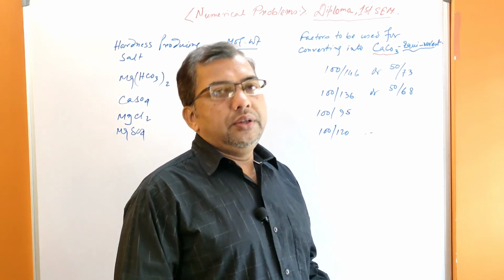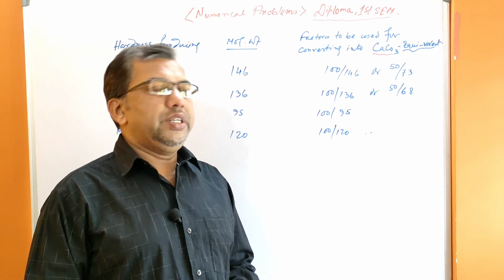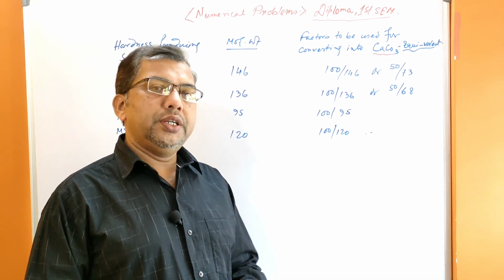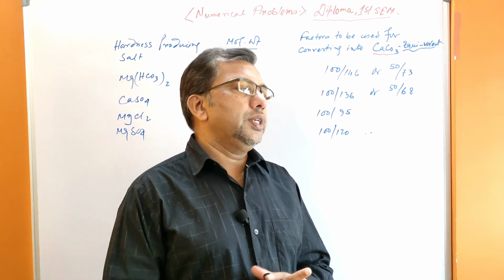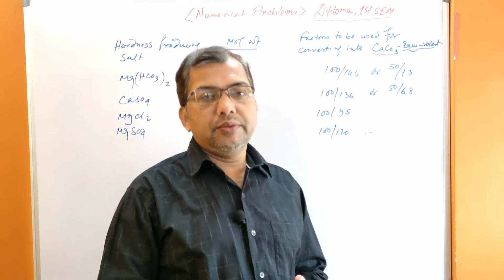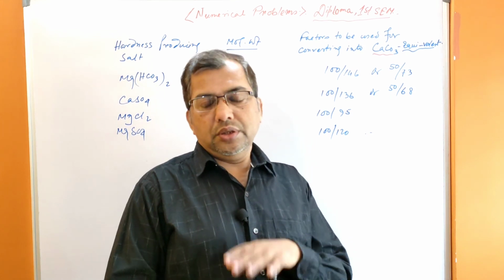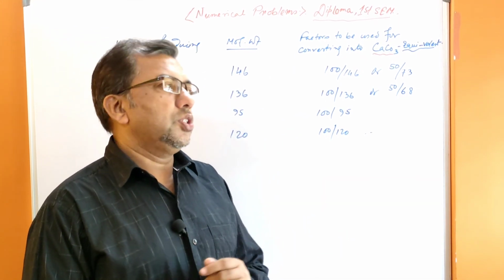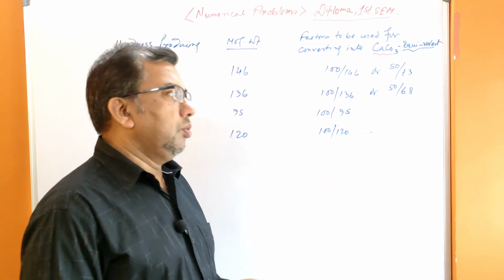So today I will start with some of the numerical problems of water. Water hardness you have learned: temporary hardness, permanent hardness. So what is the cause of temporary and permanent hardness? You know, calcium sulfate, calcium chloride, bicarbonate, all are responsible for the cause of hardness, temporary and permanent. So regarding that, numerical problems will come.